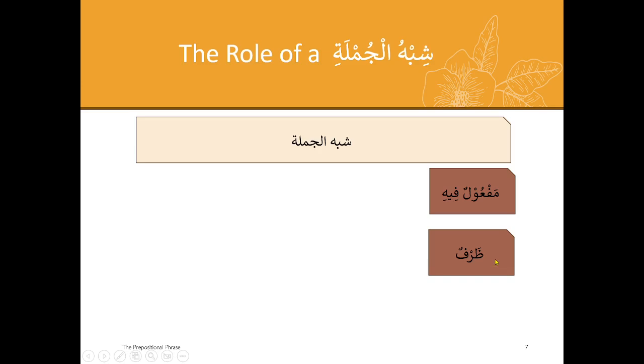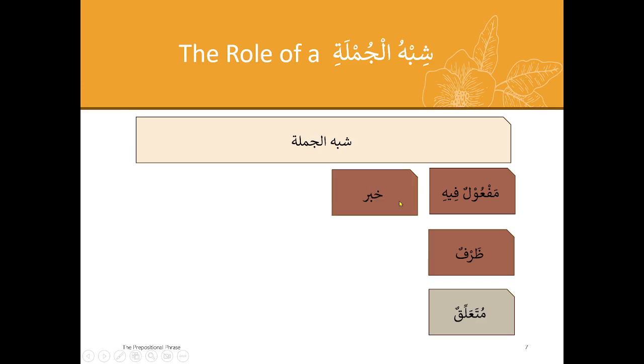When it's a Zharf, by the way, it will be mansub. When it functions as any other isim, like Yaum, it can be Yaumun, Yauman, Yaumin, depending on where it is in the sentence. So this is what we call the Muta'allaq, the thing that is being connected.